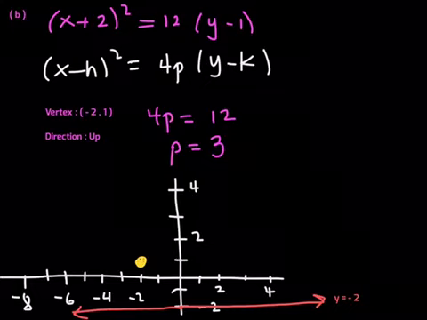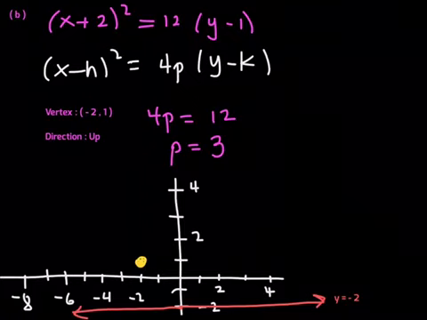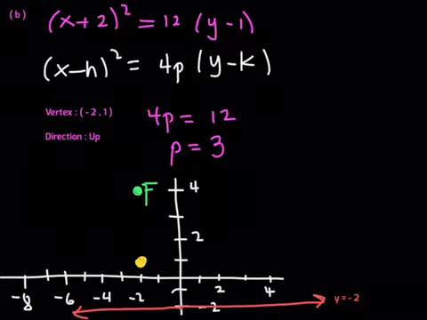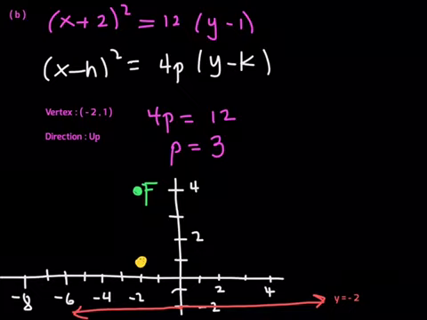When I move 3 units up from my vertex, I find my focus. 3 units up from the vertex will drop me off at negative 2, positive 4. About right there. Okay, that's my focus. That's a big F, but anyway, there's my focus, okay? It has coordinates negative 2, positive 4. Now, I'm ready to draw my parabola that's opening upward, but I need to find the two endpoints of my latus rectum, all right?